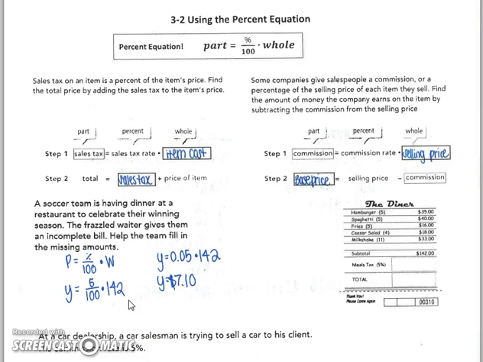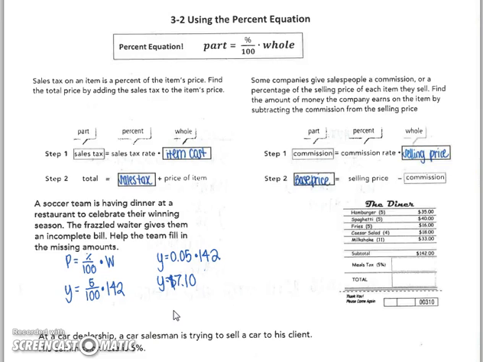Then our next step is to divide our fraction, 5 over 100, just like we did yesterday, because that's going to make it easier to work with. So now we have y equals 0.05 times 142, which gives us a total amount of tax of $7.10. So that's how much we're going to pay in tax for this item.